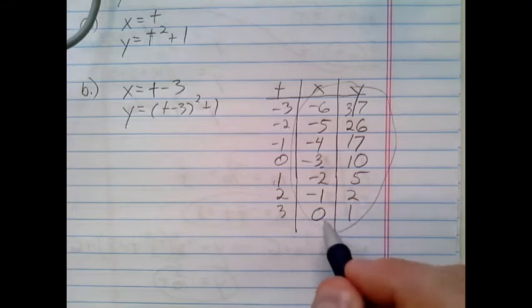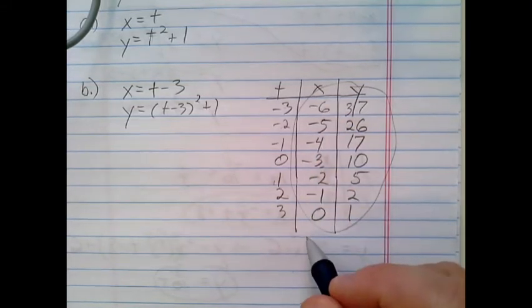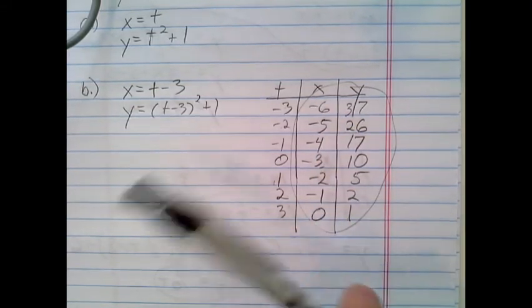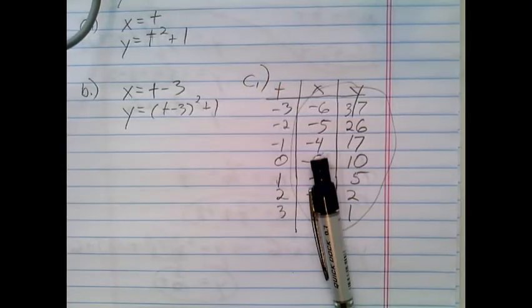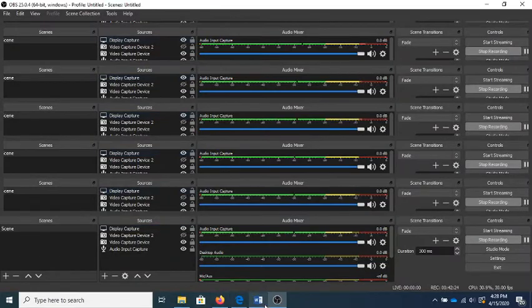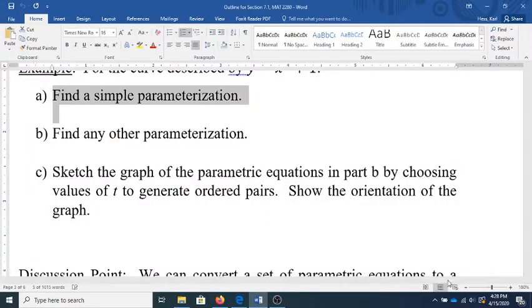If we kept going, all of this stuff is on the left side of the parabola, but if we kept going, we would generate the other side. Alright, that was part C. Let's go back to our outline and see what other interesting things there are to discuss.